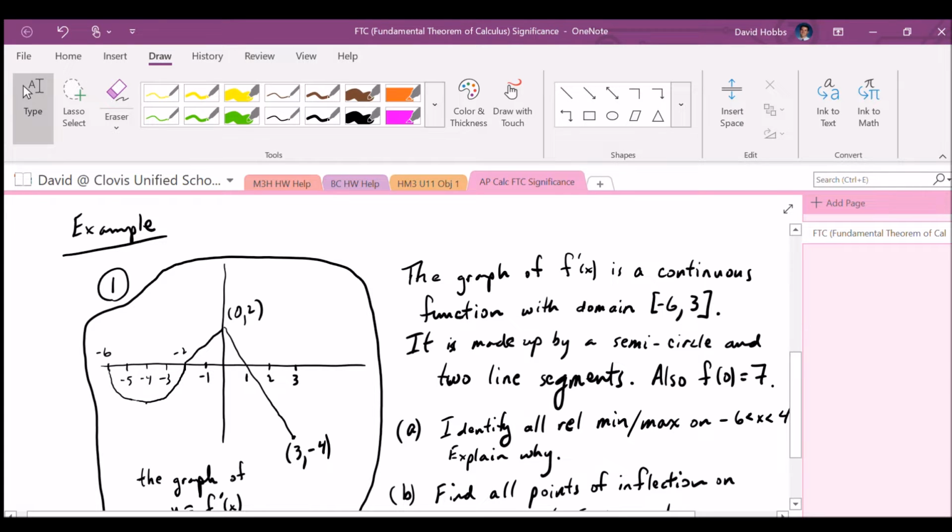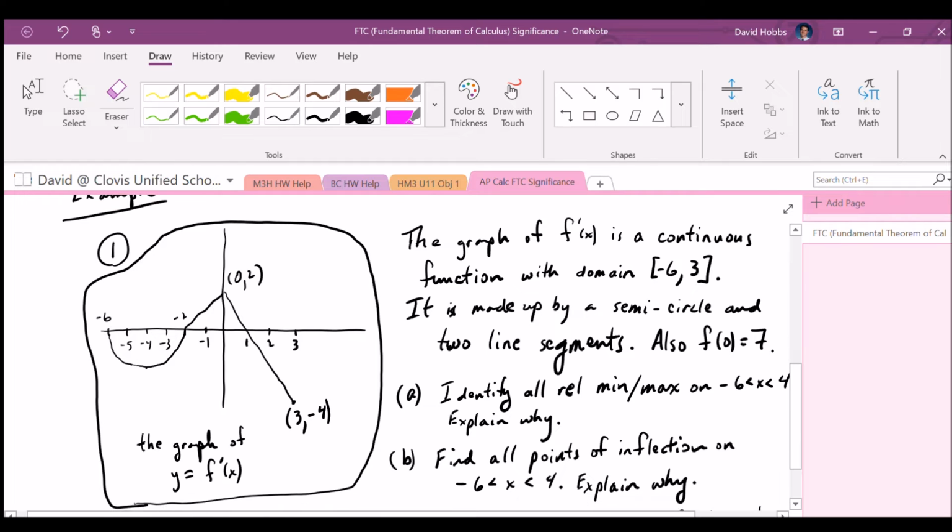Anyway, here's an example given a graph, and don't forget, anytime we are given a graph, you always have to identify what type of graph it is first. It says this is the graph of y equals f prime of x, so it's a derivative graph. And then they also give us some words, so make sure you read the words. The graph of f prime is a continuous function with domain from -6 to 3. It's made up of a semicircle, you can see that out to the left, and two line segments. And also f of 0 is equal to 7.